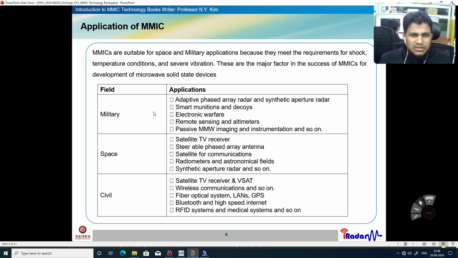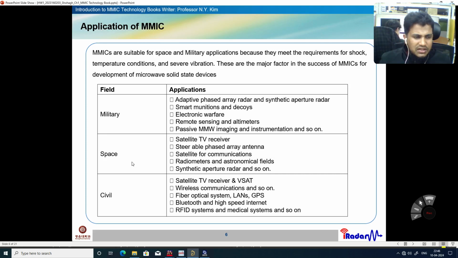And there are major factors in the success of MMIC development in microwave solid state devices. Military purpose came first. Adaptive phased array radar and synthetic aperture radar use MMIC technology. Smart munitions and decoys also use MMIC. Electronic warfare, remote sensing and altimeters.